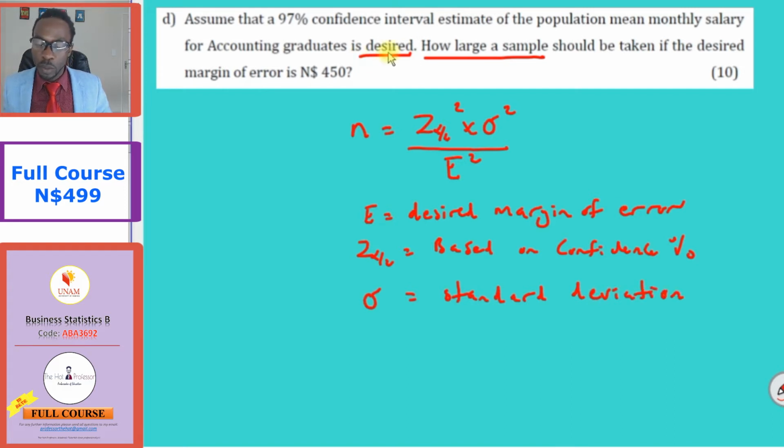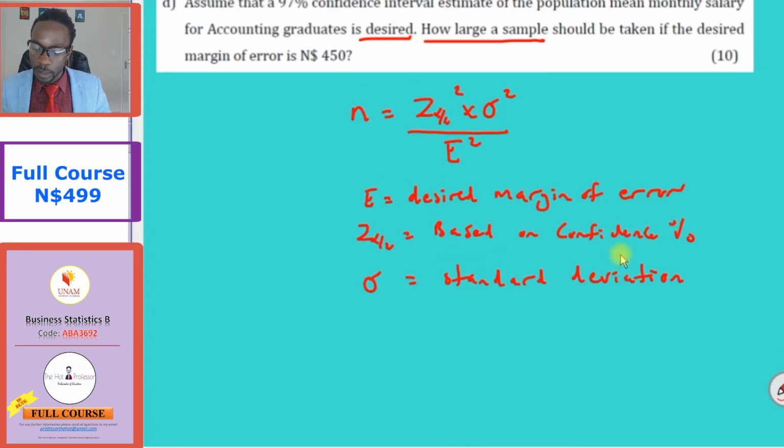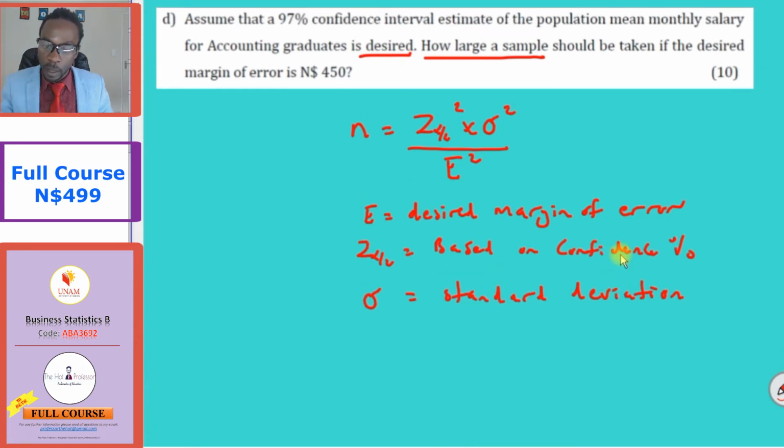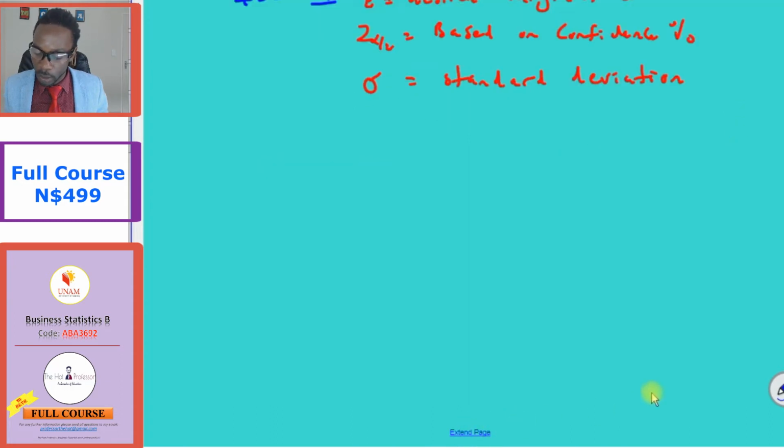Alright, so it seems like everything is there for us. We just have to write them down. So in our case, our desired margin of error is 450, which is this one, and then our Z alpha over 2 is based on 97%. So how do we find that? It's very simple, but it depends on which table you are using for your normal distribution.